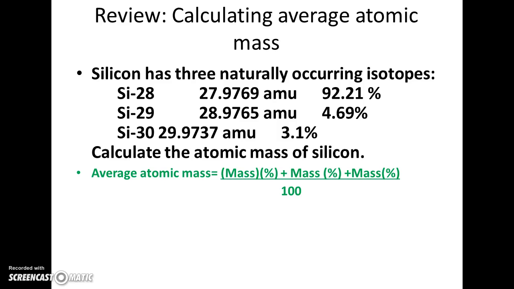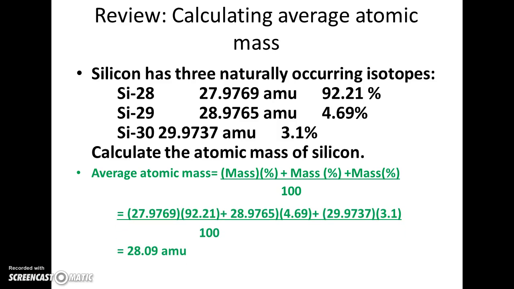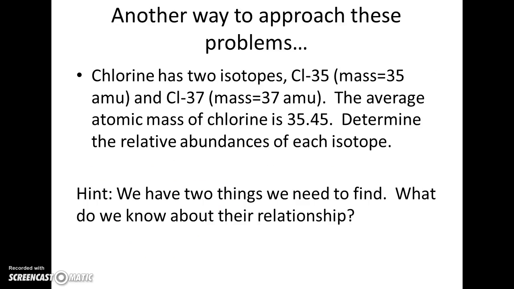All right, so here's an example. First of all, when you calculate average atomic mass, you take the mass times the percent plus the mass times the percent plus the mass times the percent for as many isotopes as you have, and then divide that by 100. Alternately, you can just convert the percentages into decimal form and not divide by 100. Okay, so here would be the work for this problem. Okay, and you would get an average of 28.09 atomic mass units, which is the same as the periodic table.